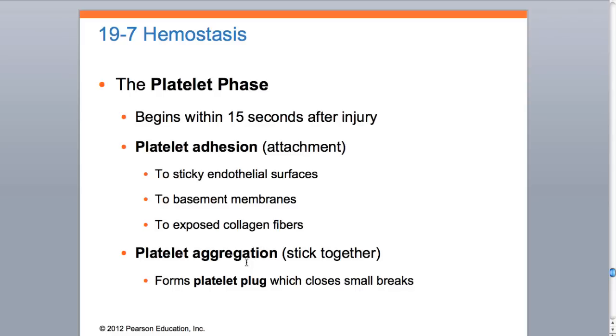So one platelet is telling another platelet, hey, I'm sticking to the wall. If you stick to me and more stick to us, then we can have a big, nice seal. So platelet aggregation is going to be a chemical process. We'll see that in a second. Our final phase of Roman numeral 3 now is platelet plug, where we're actually having formed a plug there.